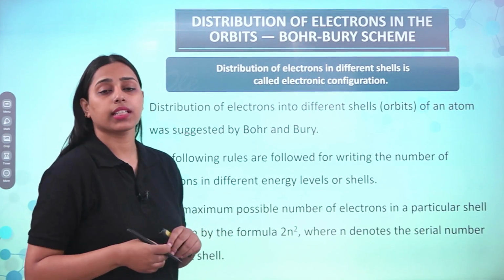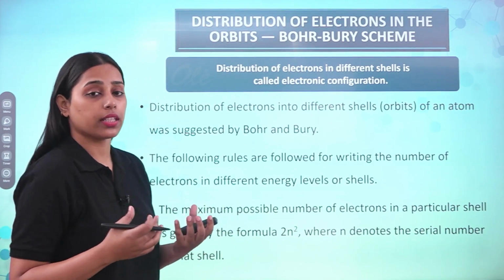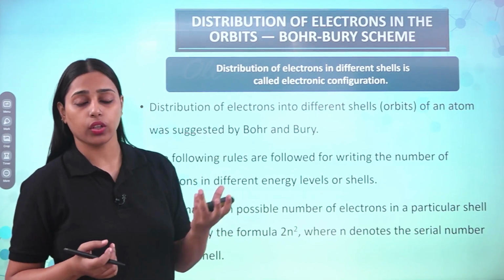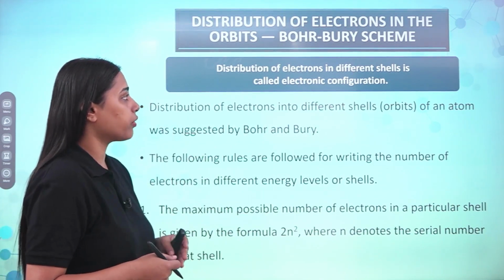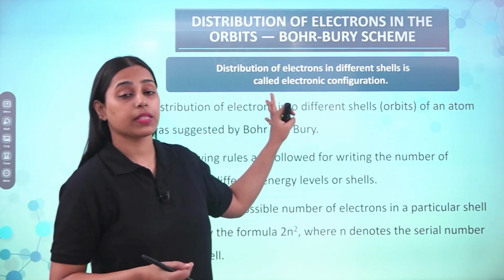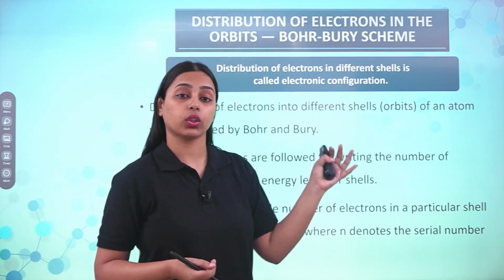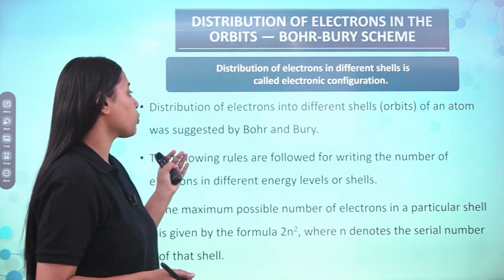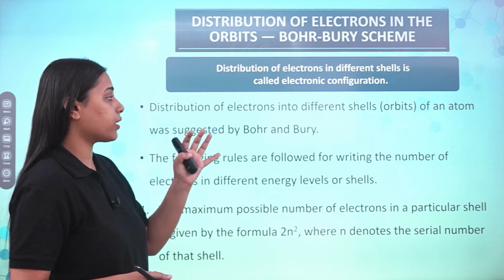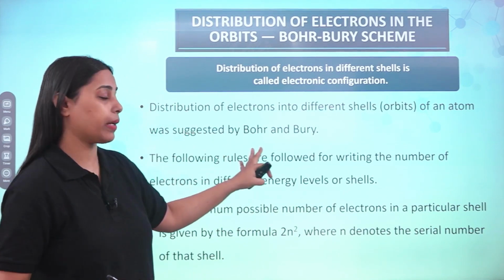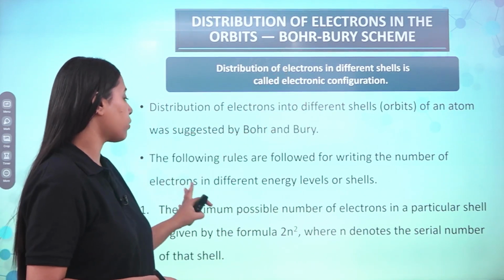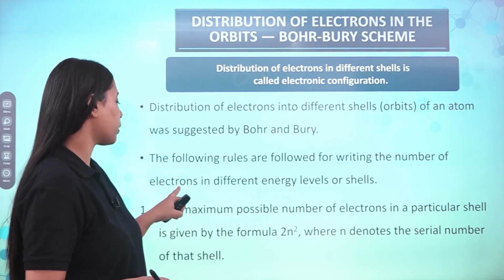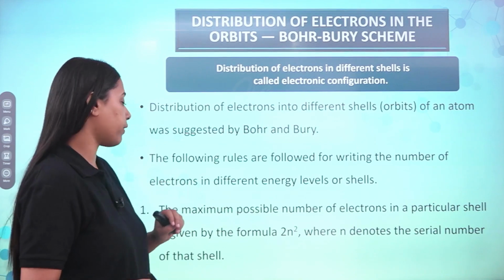Now we are going to discuss the Bohr-Bury scheme, which is nothing but how the electrons of an atom are distributed in an atom. The distribution of electrons in different shells is known as electronic configuration. Distribution of electrons into different shells, that is orbits of an atom, was suggested by Bohr and Bury, so that is why it is known as the Bohr-Bury scheme. The following rules are followed for writing the number of electrons in different energy levels or shells.